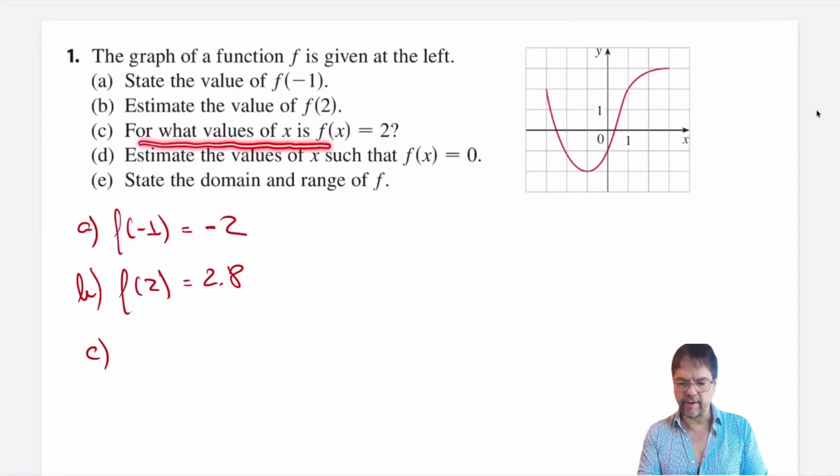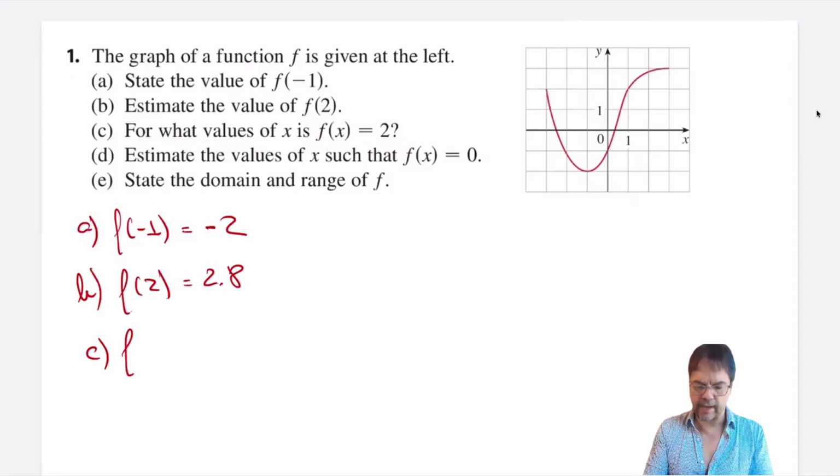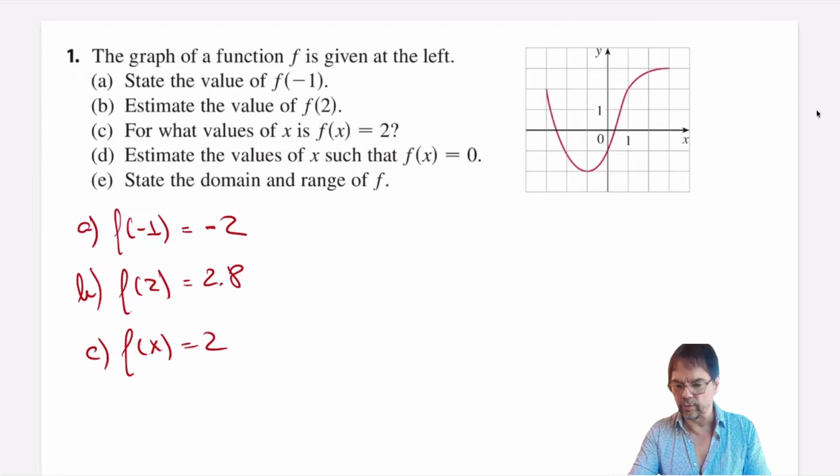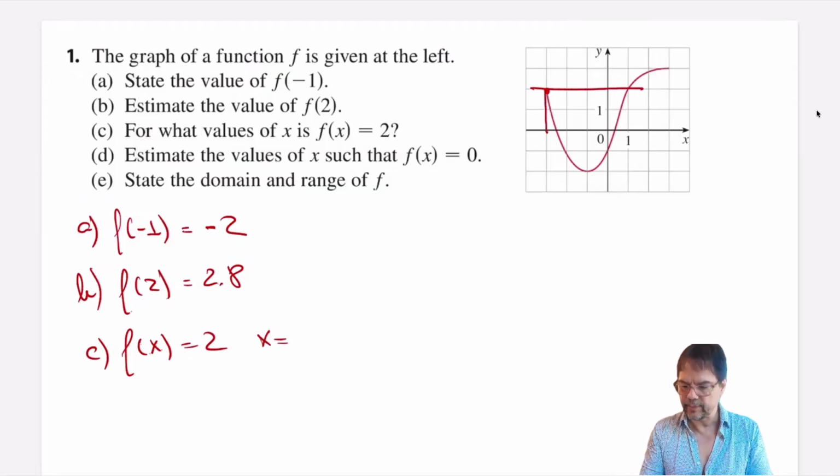C. For what values of x is f(x) equal to 3? So y is equal to 3 here. So it is at x equals -3 and x equals 1. Minus 3 and 1.